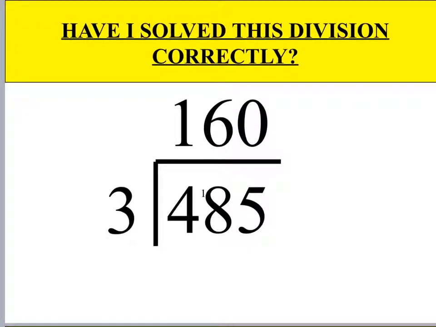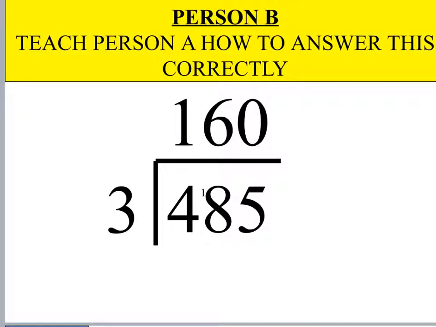I have this problem here. It is 485 divided by 3. And I've got my answer there. I've even done some regrouping. I want you to work out if I have solved this division correctly. Press pause and work it out, but don't tell anyone your answer. Okay, you've had the chance to work it out. What do you think? Did I solve it correctly or not? No, I didn't solve it correctly. What I would like person B to do now is teach person A how to answer this one correctly. Person B, it's your turn. Press pause and teach person A how to answer this correctly.